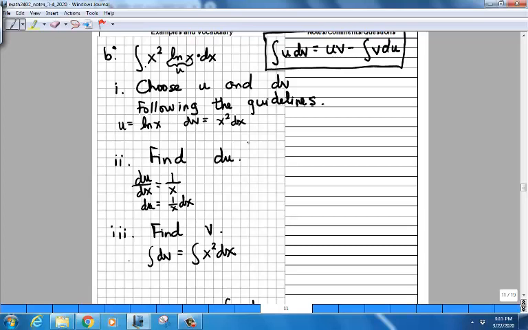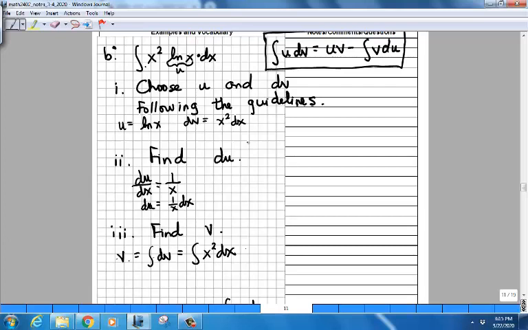So when you integrate dv, that means you're going to be integrating x squared dx. But also when you integrate dv, that gives you v. So that's how you figure out what v is, right? That you need in your integration by parts formula. You have to integrate dv. But that means here that you're integrating x squared dx.